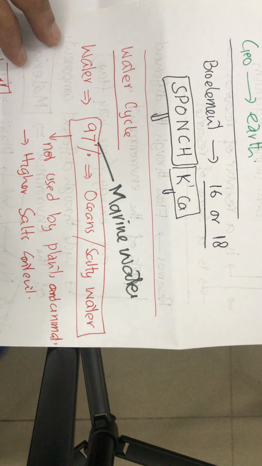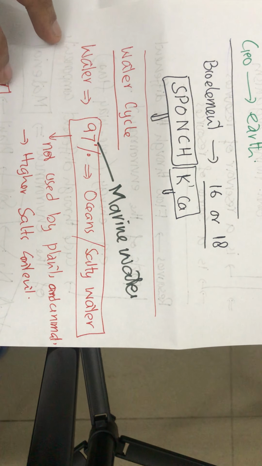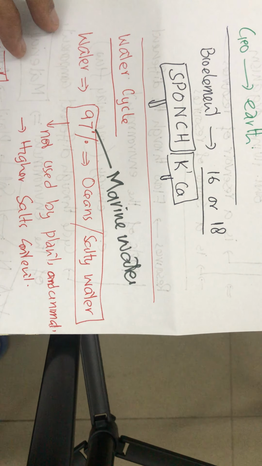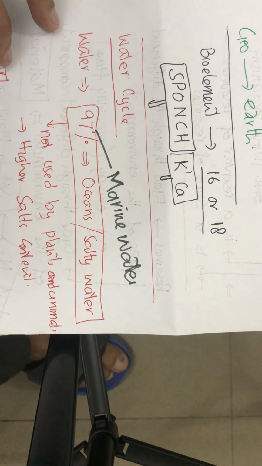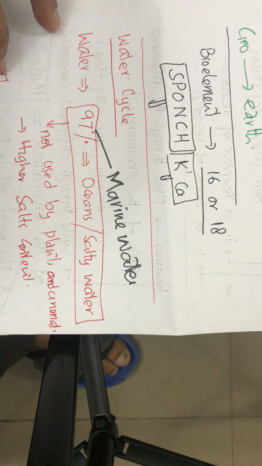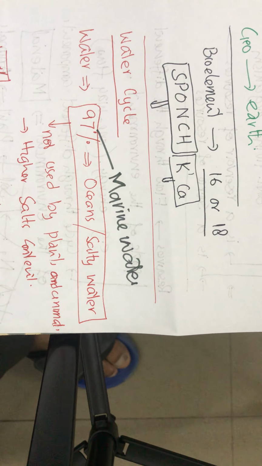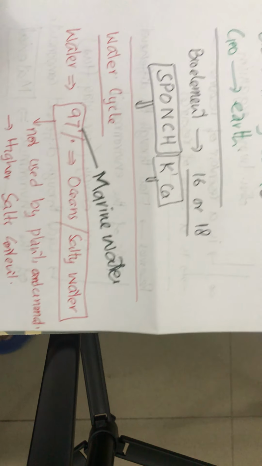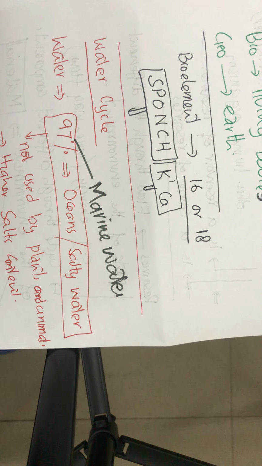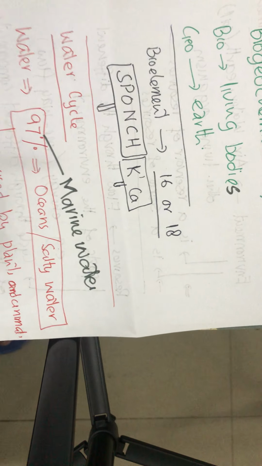Out of that fresh water, 2% is present in the form of ice, that is known as solid form. Again, this 2% cannot be used by the plants and animals. So only 1% of the total water is available to plants and animals, or you can say 33% of the total fresh water is available.